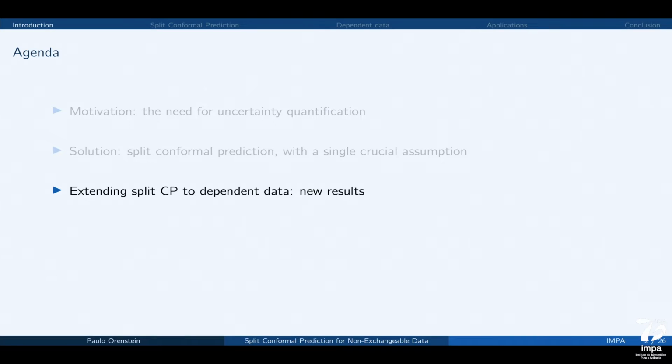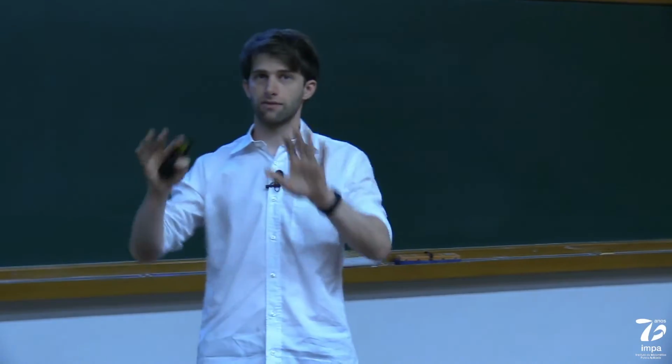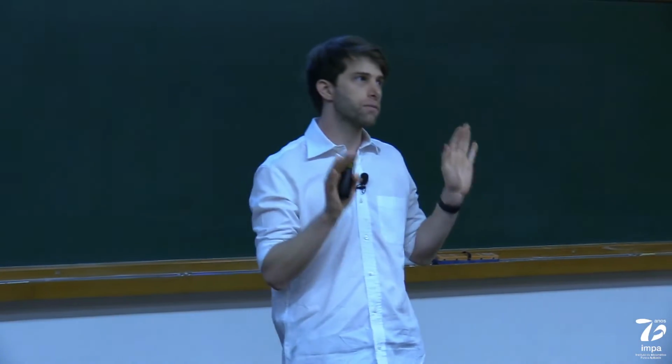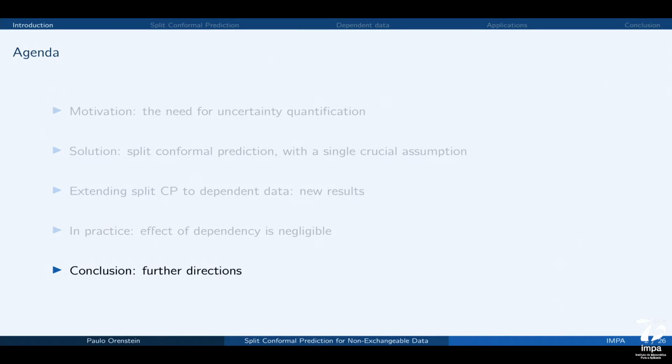I want to discuss a little bit about the results that we obtain. And the main message here is that things are just fine. So it's good news. That is, even if there is some dependence in the data, the methods, these really nice methods that were created for exchangeable data still work pretty well. And then I want to conclude discussing some further directions. So as I said, I want to start with some motivation.